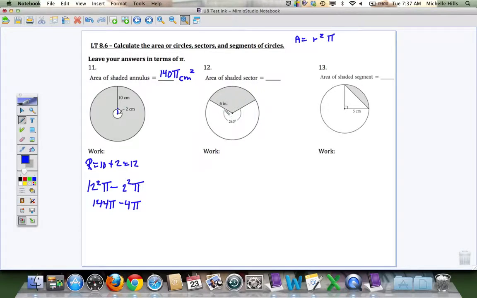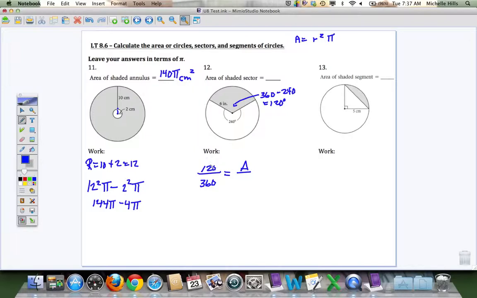The area of the shaded sector. Well, the whole circle has 360 degrees. First thing I need to know is find this angle measure of the shaded sector. So it's 360 minus 240, which is 120 degrees. So this shaded part is a fraction of the circle. It's only 120 degrees out of the entire 360. And I want to find that area of just that fractional part.